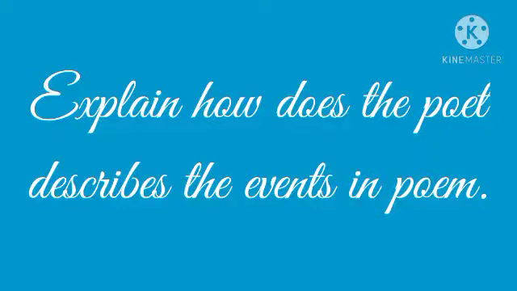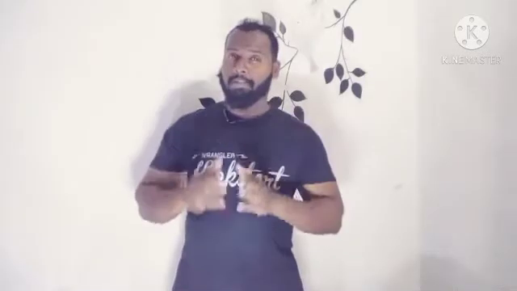We can move on to the second activity. Go through the poem once again, and this time you have to explain how the poet describes different events in the poem. Take your time, finish up this activity in your notebook, and come back. Hope you have done. Very good.